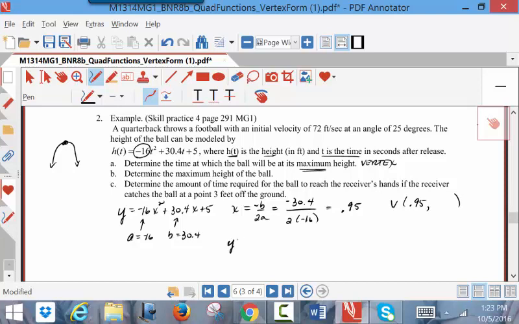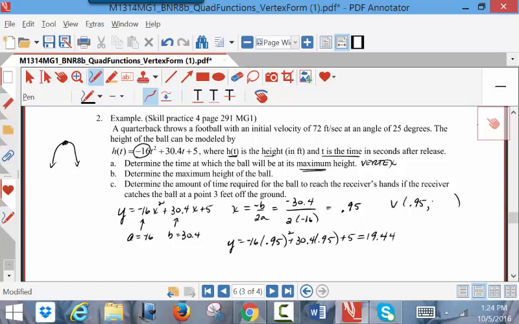For your y value, take that x value of 0.95 and put it back into the equation. So negative 16 times 0.95 squared plus 30.4 times 0.95 plus 5. Carefully put that into your calculator: negative 16 times 0.95 squared plus 30.4 times 0.95 plus 5, and I come up with 19.44. Is that what y'all get?